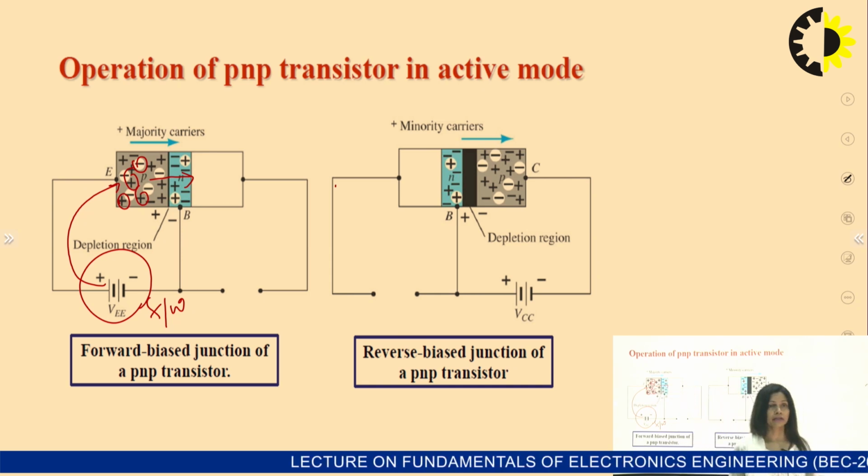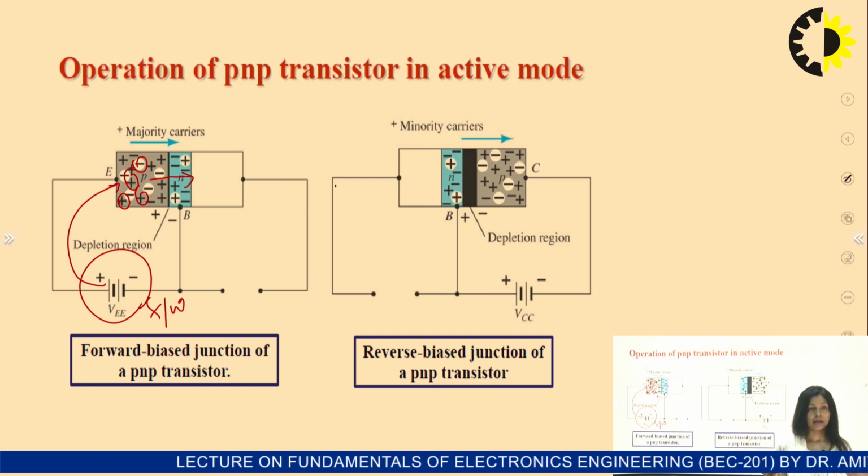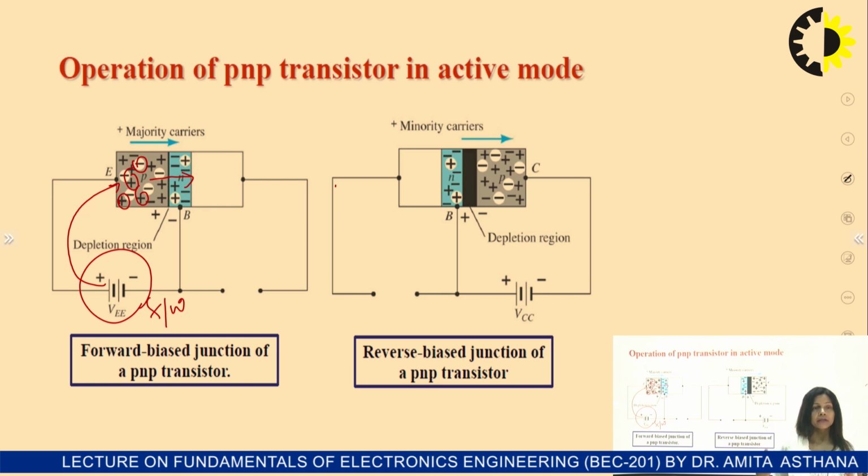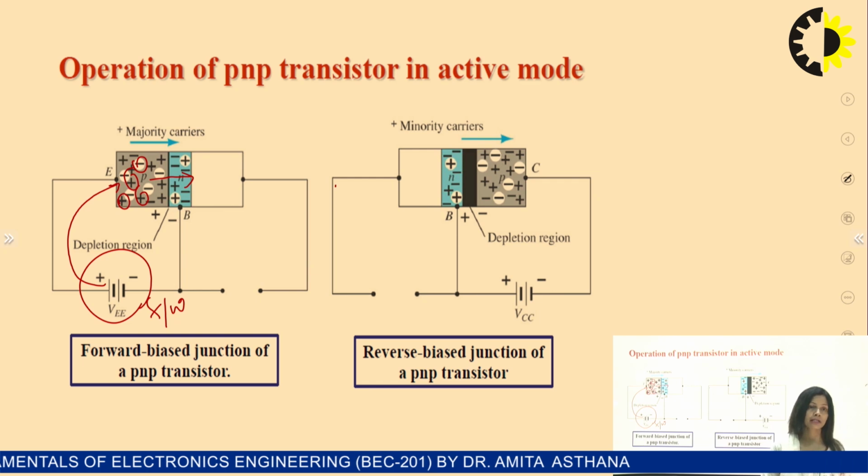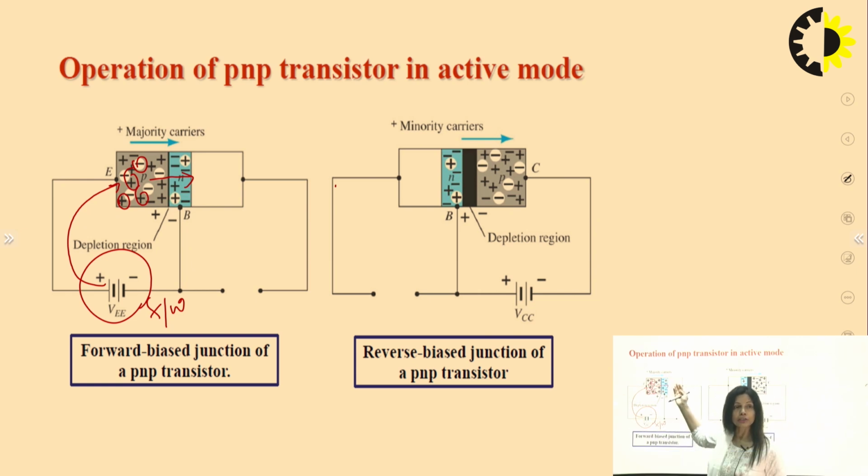Let's say if 100 holes are going to be emitted by the emitter, then let's say 4 of them are captured by the base, because the base is very lightly doped. So it cannot capture so many holes, right? And the holes have so much energy due to the repulsion by the positive terminal of the battery, so 96 holes will cross the junction and 4 will be captured by the base. This current will flow in this particular direction because holes are moving in this direction. So current will flow like this.